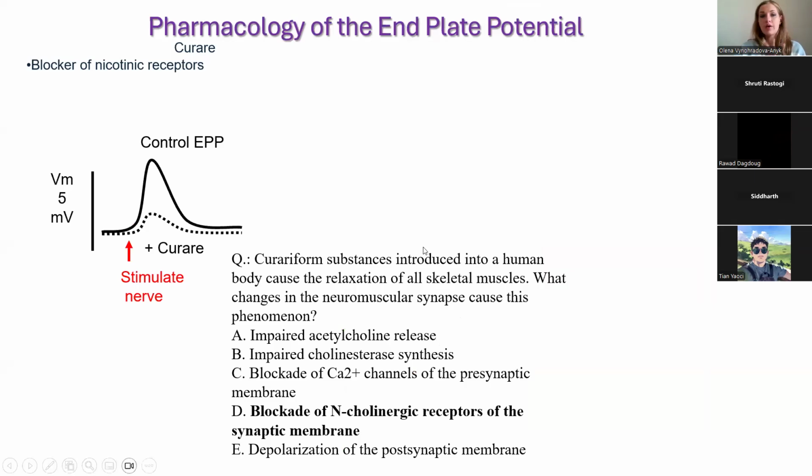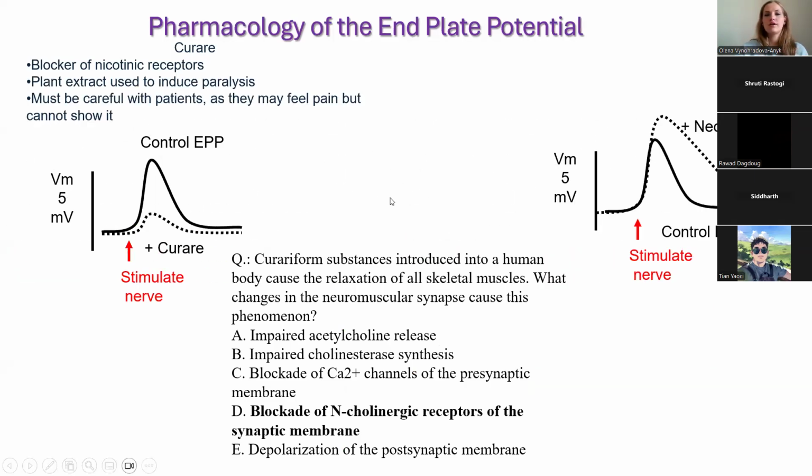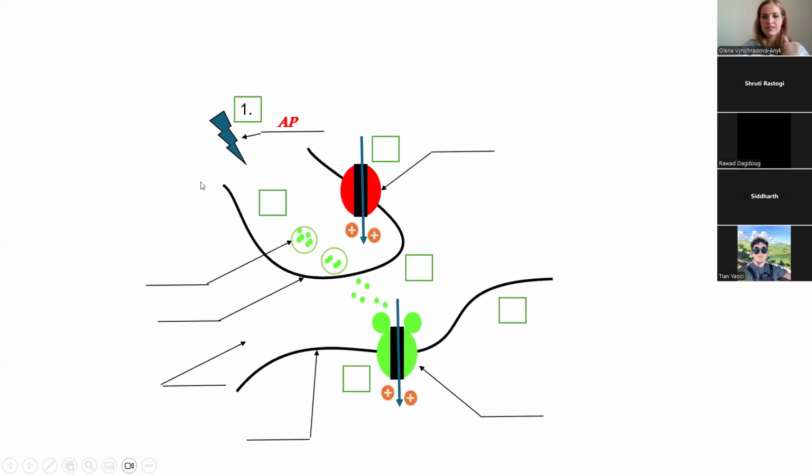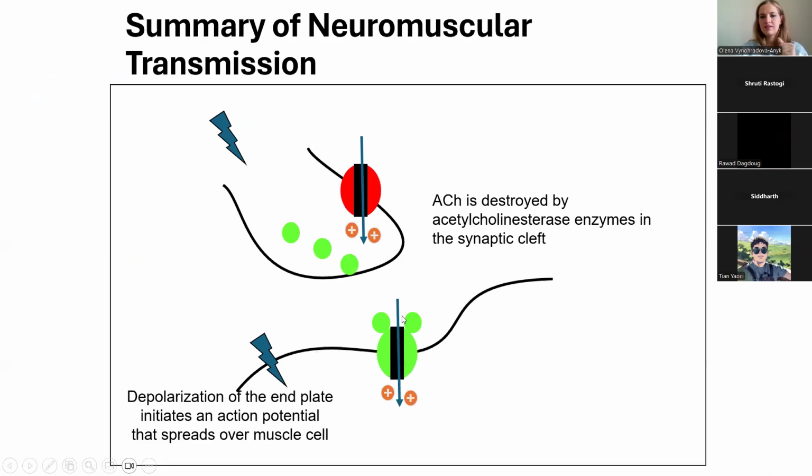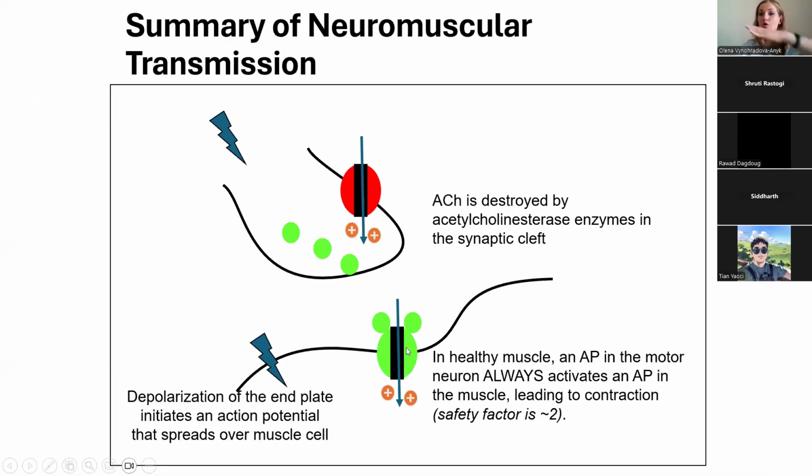Blocking of potential. I will give you an example. A blocker of a signal could be, for example, curare or curariform substances. What is it? Curare is a substance which blocks nicotinic receptors. Nicotinic acetylcholine receptors are located here, on the upper side of the postsynaptic membrane.